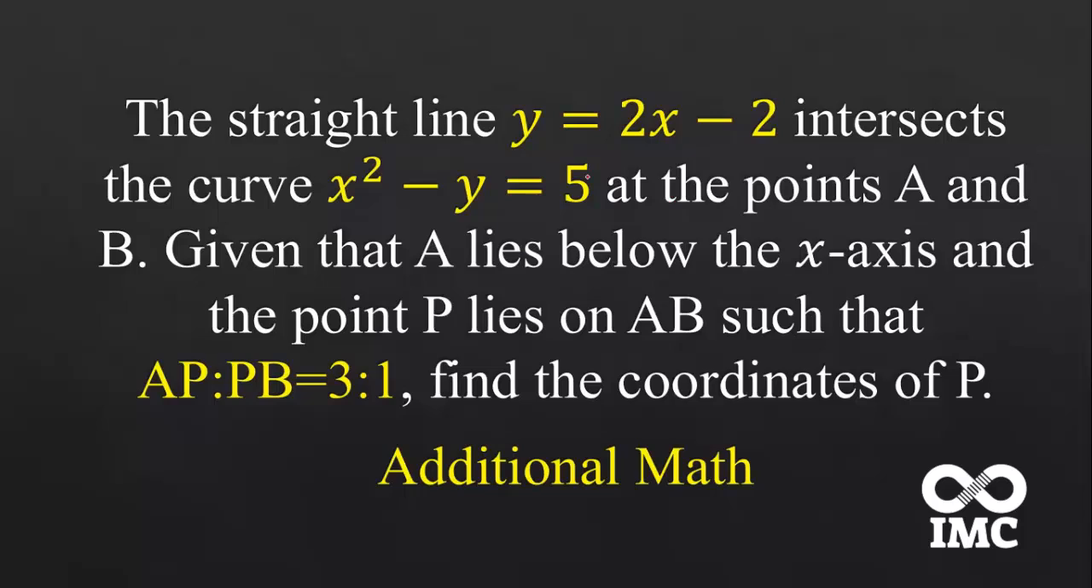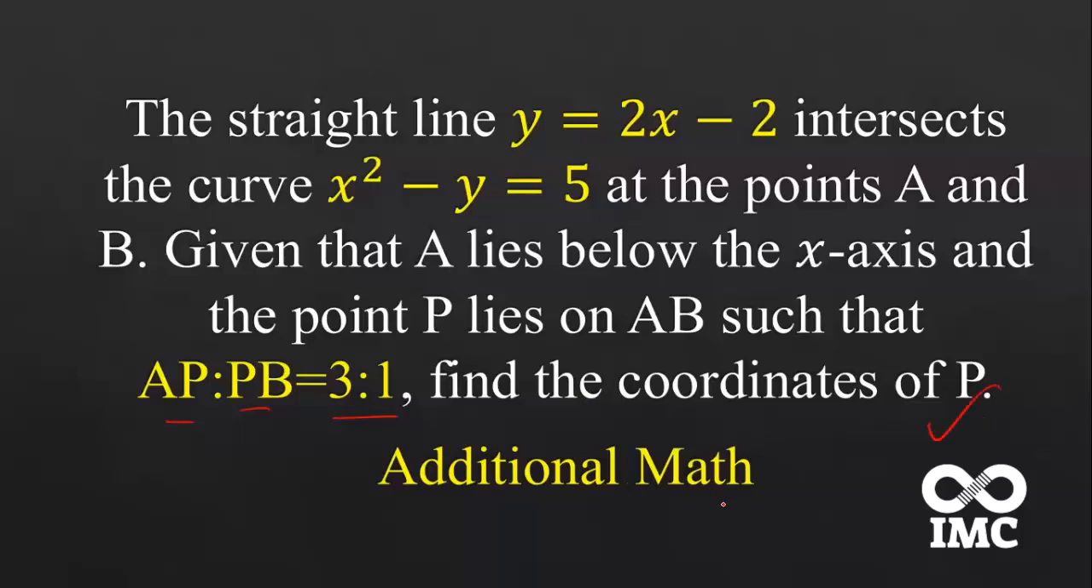Today we'll solve a very important question: the straight line y equals 2x minus 2 intersects the curve x squared minus y equals 5 at the points A and B. Given that A lies below the x-axis and the point P lies on AB such that AP to PB equals 3:1, find the coordinates of P.